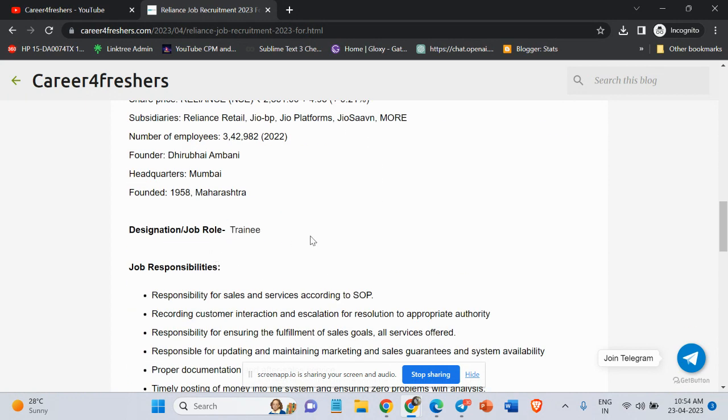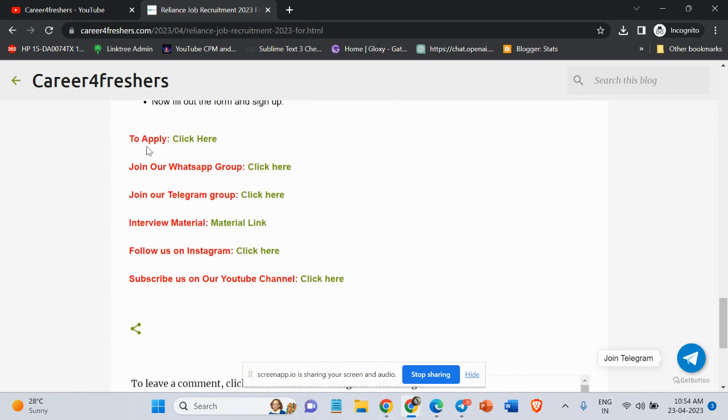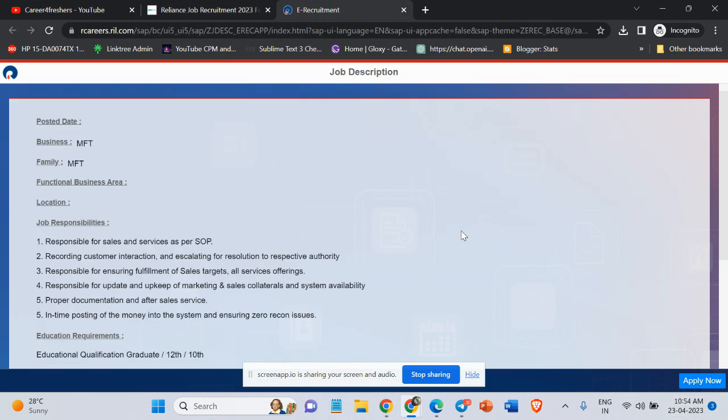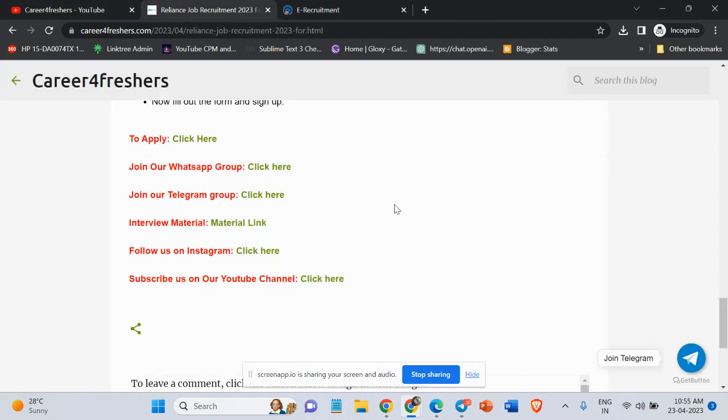Job role is trainee. So guys, just scroll down and click on the apply button. It will redirect to the official Reliance page, and here you need to click on the apply now button. The link is given in the description. Please check the link and apply for the training. This is a good opportunity. Everyone is eligible. Anyone can apply for the job.